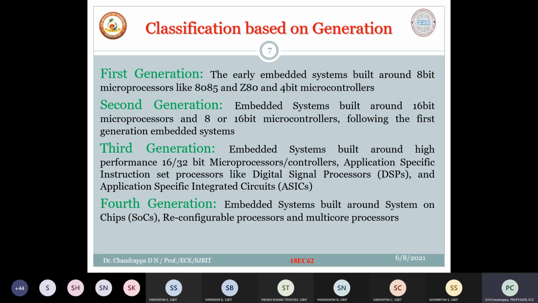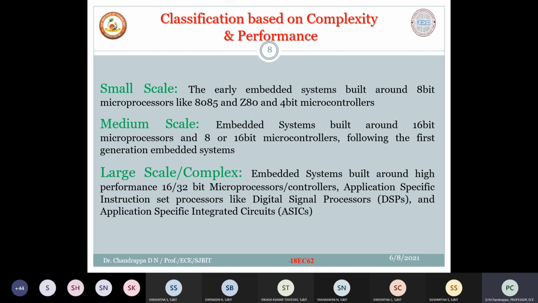First generation, second generation, third generation, and fourth generation belong to the generation classifications. Now I'll go to the next classification. It is called classification based on complexity and performance. So, the second classification is based on complexity and performance.